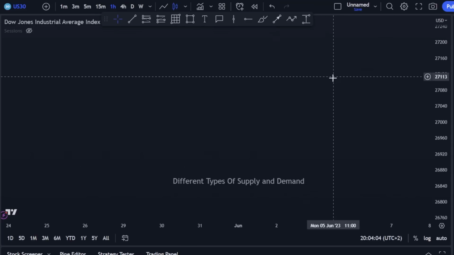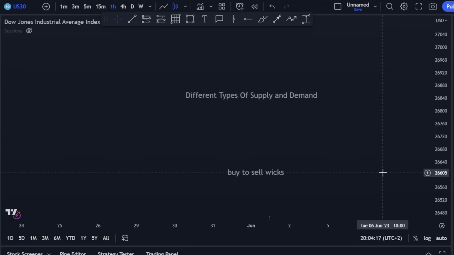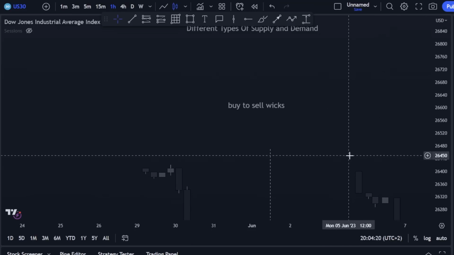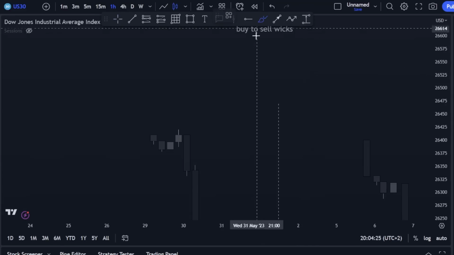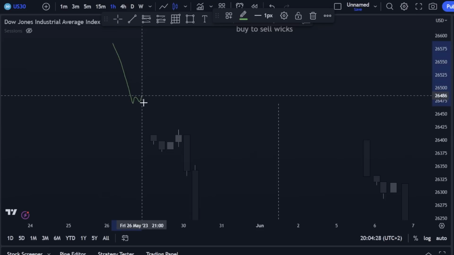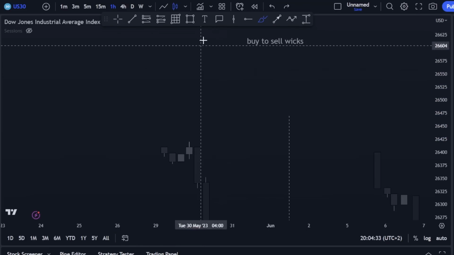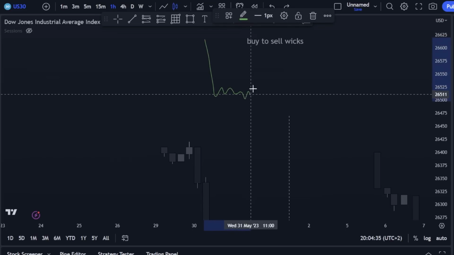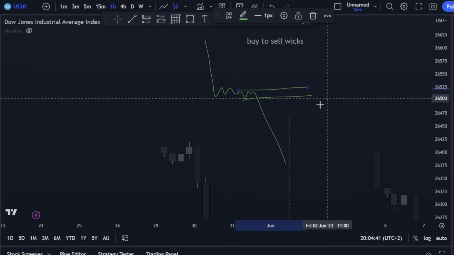So let's move on and look at the different types of supply and demand that are presented to us. Basically, guys, you've got buy to sell wicks. What did I talk about earlier? Supply and demand can sometimes look like this: a push down and then a range. Wait, let me draw it better. A push down, a range, and then another push down. And then we would trade off of this supply zone.